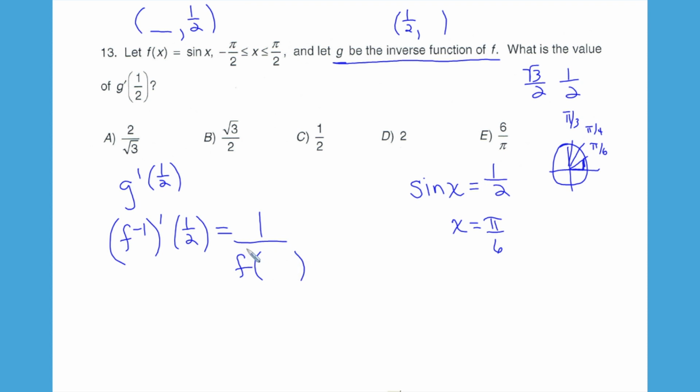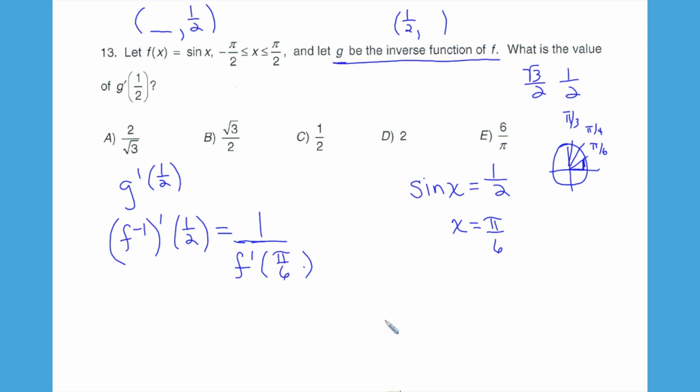Oh, sorry. You know what I didn't do? I didn't put my derivative right there. Okay, let's go back on that one. So let me go back and say this again. The inverse's derivative at 1/2 is the reciprocal of the original function's derivative at, and we just figured out that was pi/6.